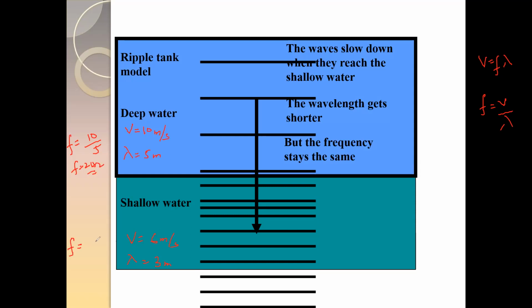When we calculate, the frequency is speed divided by wavelength. So speed is decreasing, wavelength is also decreasing, but the ratio between them, like 6 divided by 3, will also give us 2 hertz. So what happens is the ratio between the speed and the wavelength remains the same. That is why the frequency remains unchanged. The only things which change are the speed and the wavelength, but the frequency of a wave does not change even if it travels from deep to shallow or from shallow to deep region. Is it clear, this part?